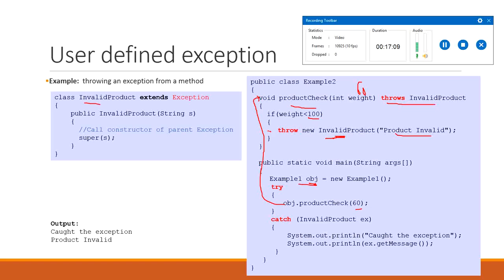When this exception is thrown, control will be passed on to the catch block, and it will print caught the exception. After printing caught the exception, there is another line, ex.message. That means the getMessage method will be called. In this getMessage method, instead of printing the default constructor string message, it will print our own message, which will be product invalid.